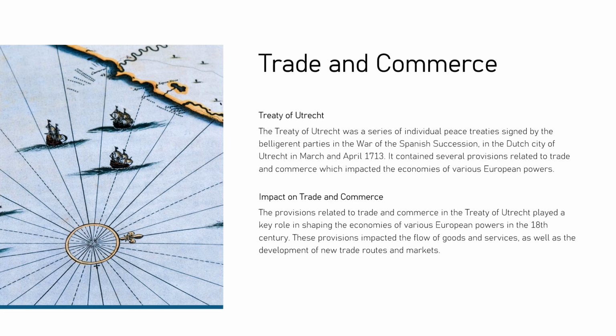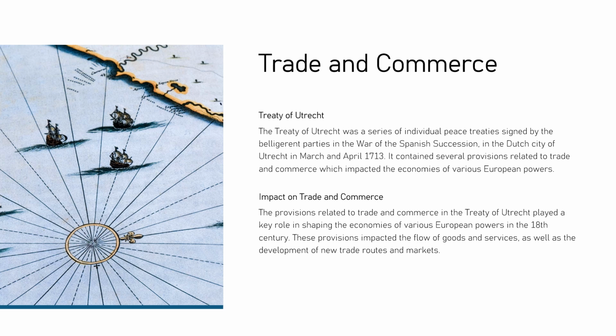Trade and commerce. Treaty of Utrecht. The Treaty of Utrecht was a series of individual peace treaties signed by the belligerent parties in the War of the Spanish Succession in the Dutch city of Utrecht in March and April 1713. It contained several provisions related to trade and commerce, which impacted the economies of various European powers.